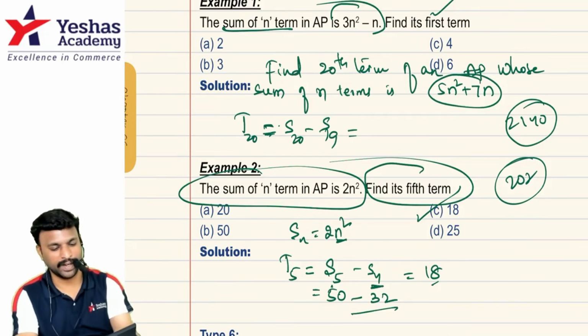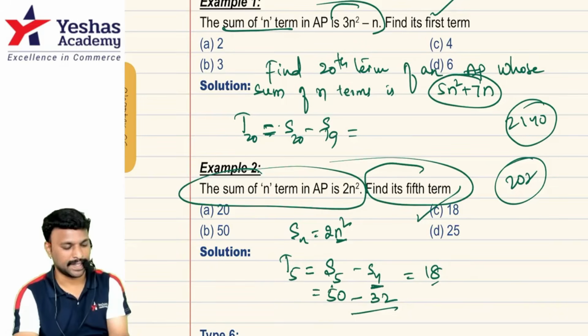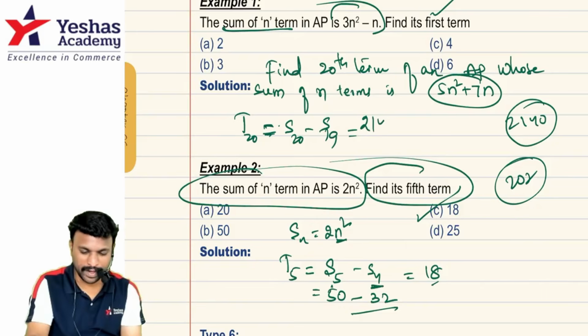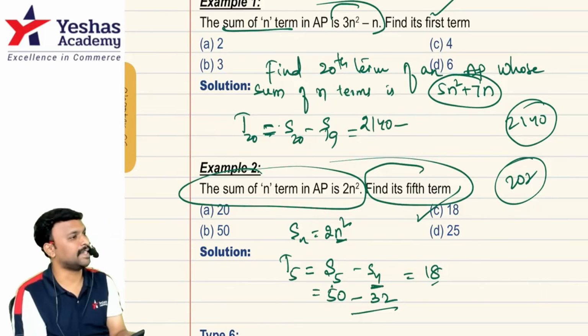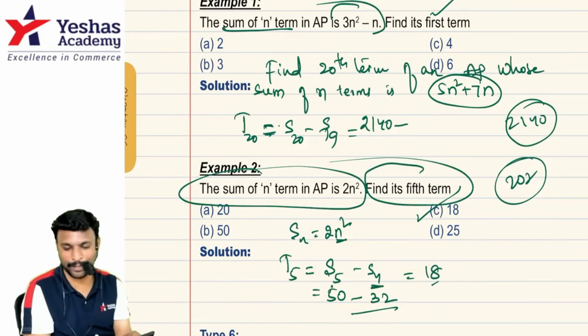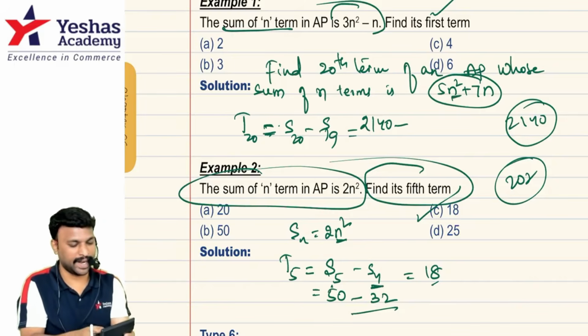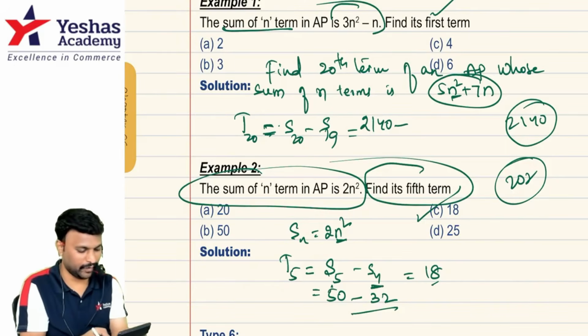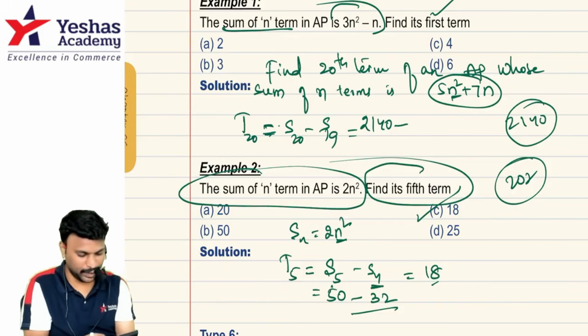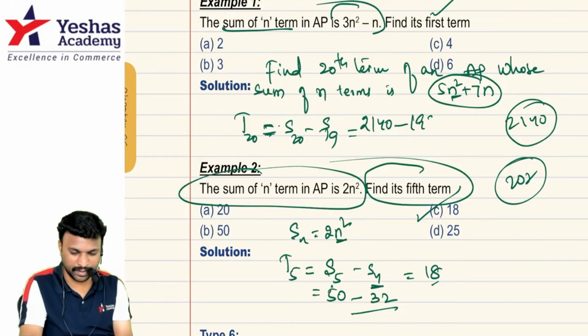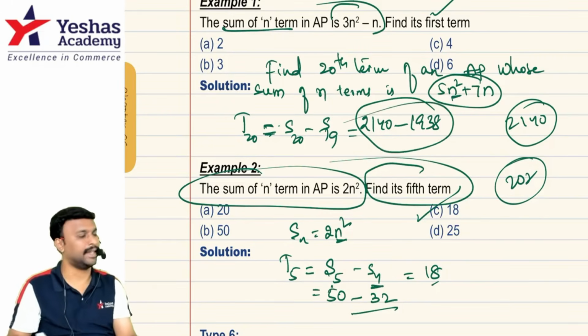20 square into 5 plus 7 into 20. How much? 2140. That is just S20. Now S19 you compute. 19 square into 5 plus 7 into 19. It's 1938. And the difference is 202.